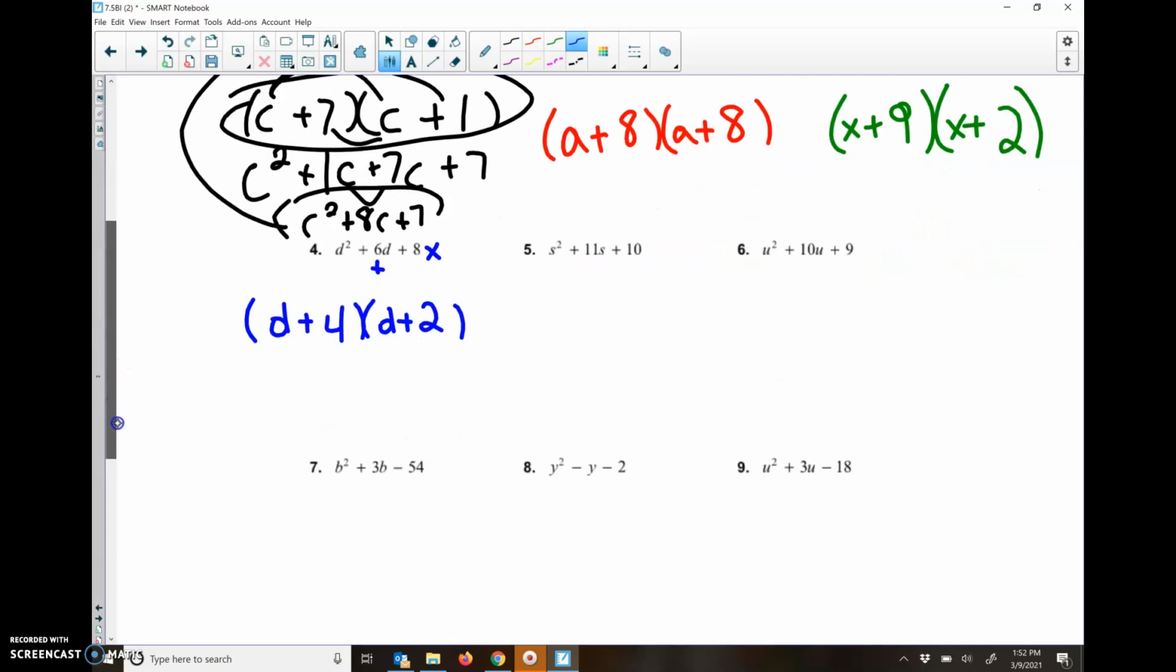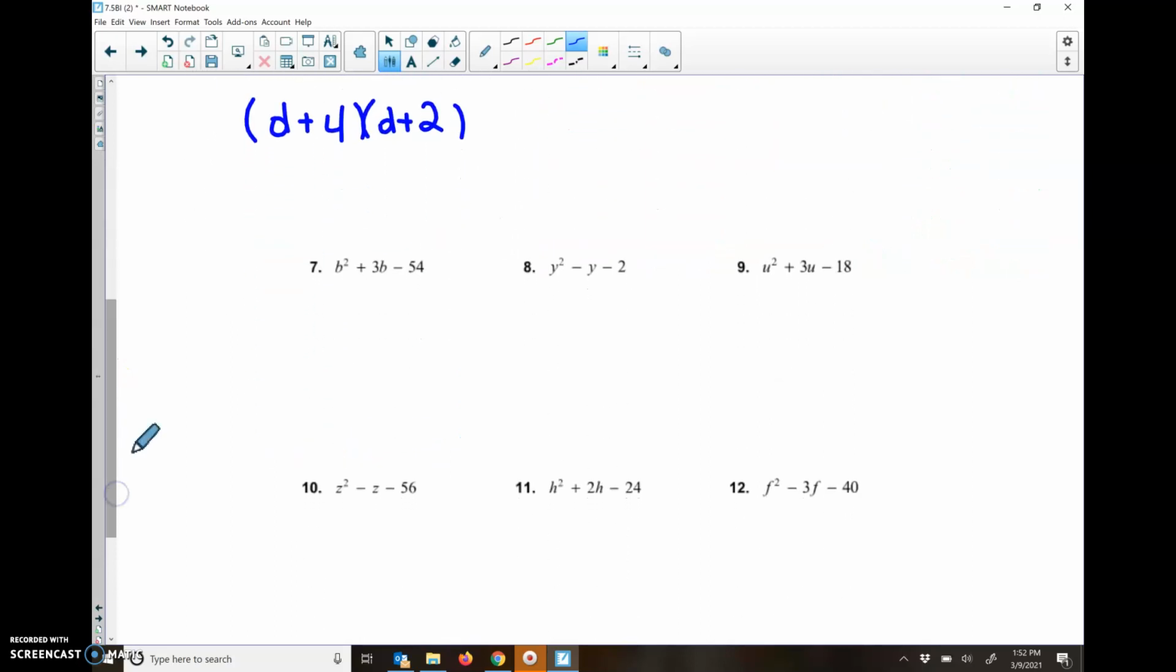All right, so these other ones down here, 7 through 12, are a little trickier. These would be the tougher of the problems, I would say, for today, because we really need to pay attention to what the signs are here. So I know I'm going to have a b plus something and a b minus something, so I need to pay attention. So which two numbers multiply to 54, and when I add them, give me a positive 3b? There's a couple different ways I can multiply to 54. I can do 54 and 1.